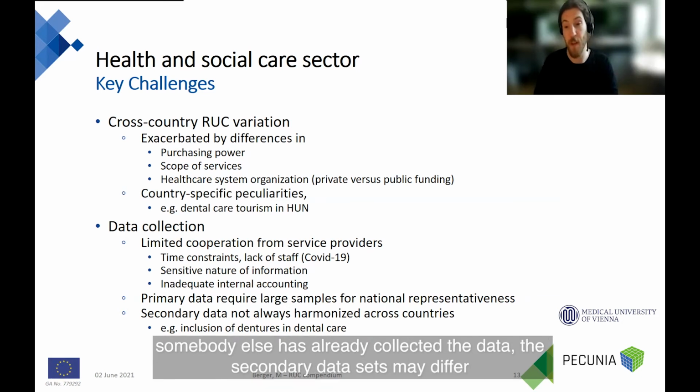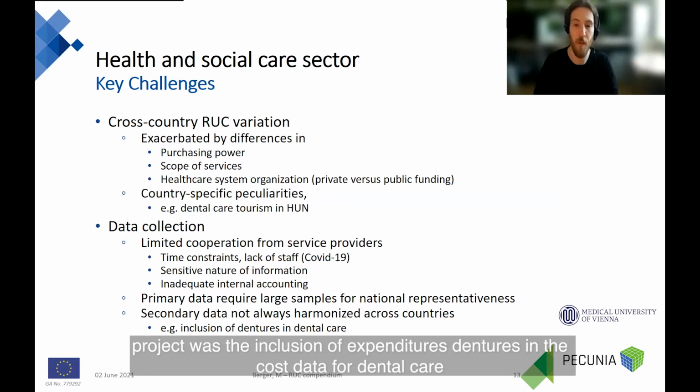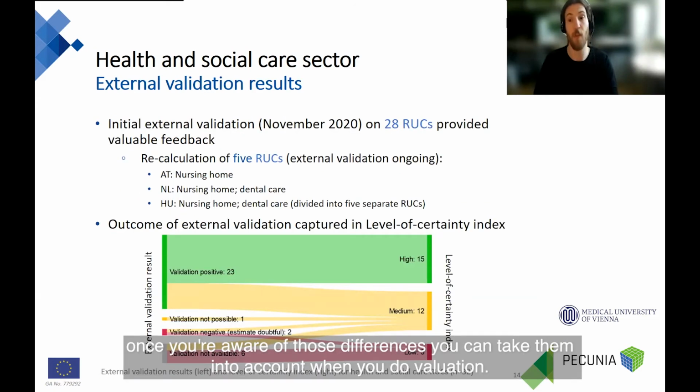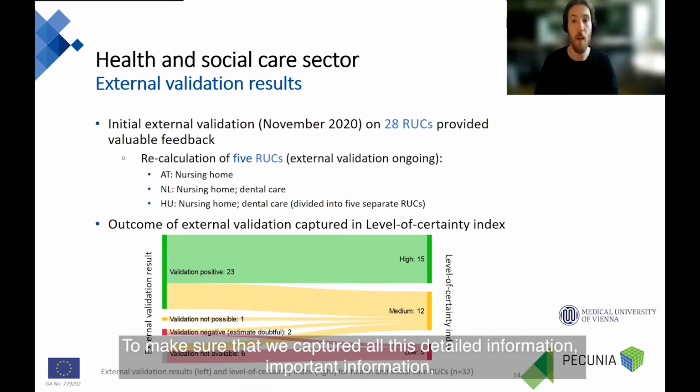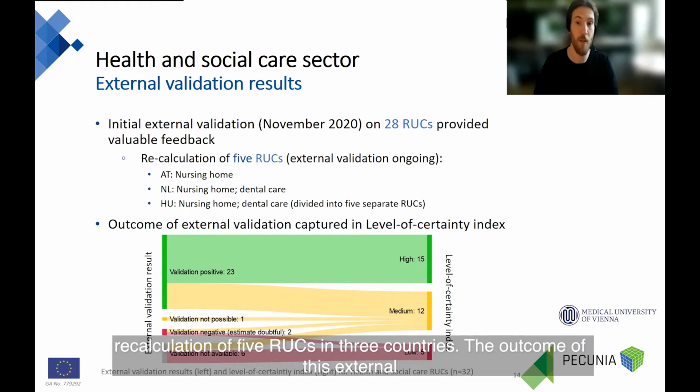Even if you're lucky and somebody else has already collected the data, these secondary data sets may differ across countries, again affecting the estimates. An example here in the PECUNIA project was the inclusion of expensive dentures in the cost data for dental care, which was not the same in all countries. The good news is that once you're aware of those differences, you can take them into account when you do valuation. To make sure that we captured all this important information, we included the external validation process, which turned out to be an important step as it led to the recalculation of 5 RUCs in 3 countries.